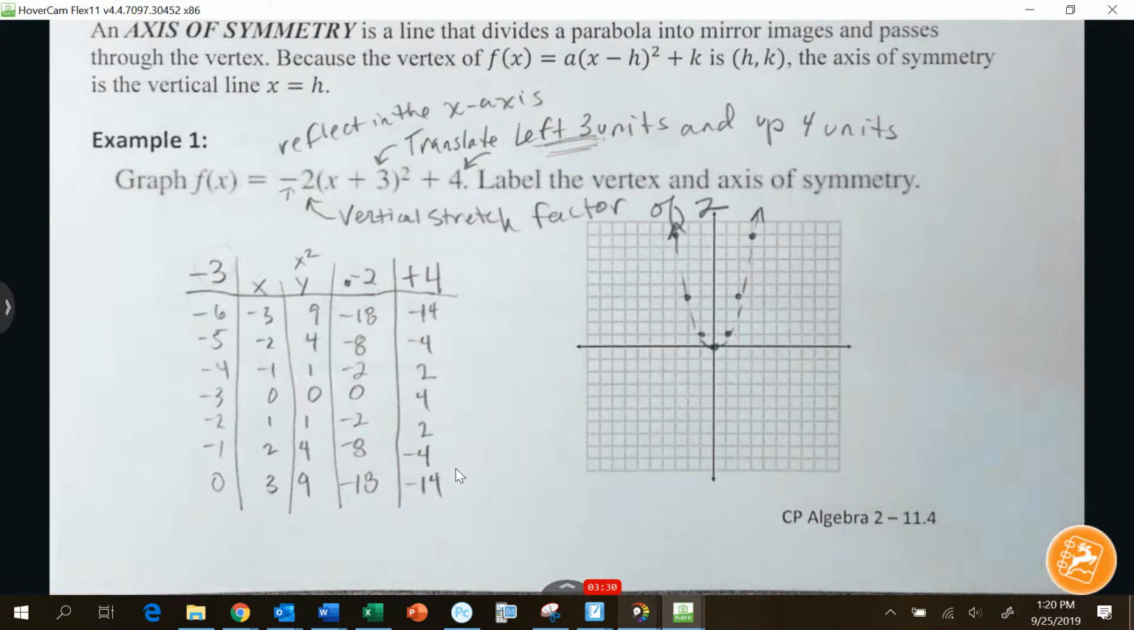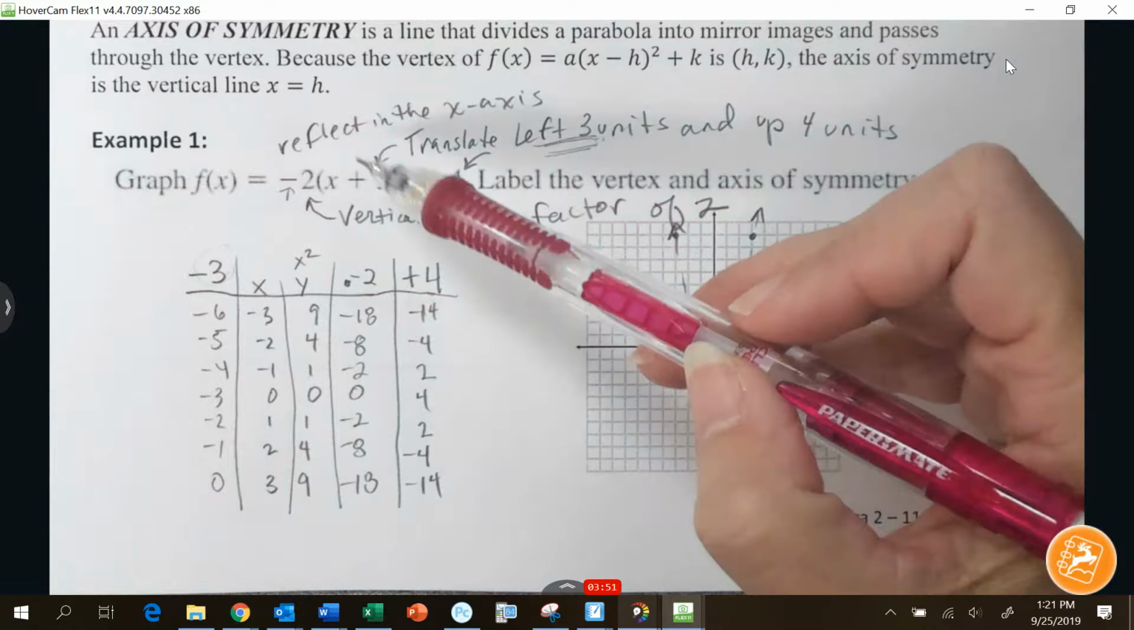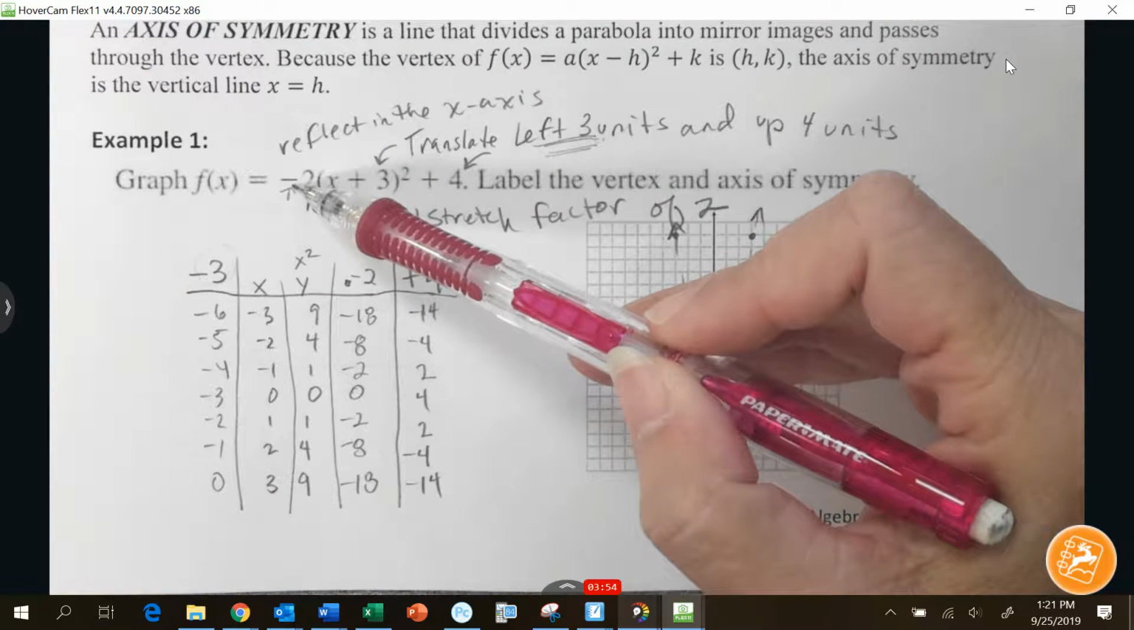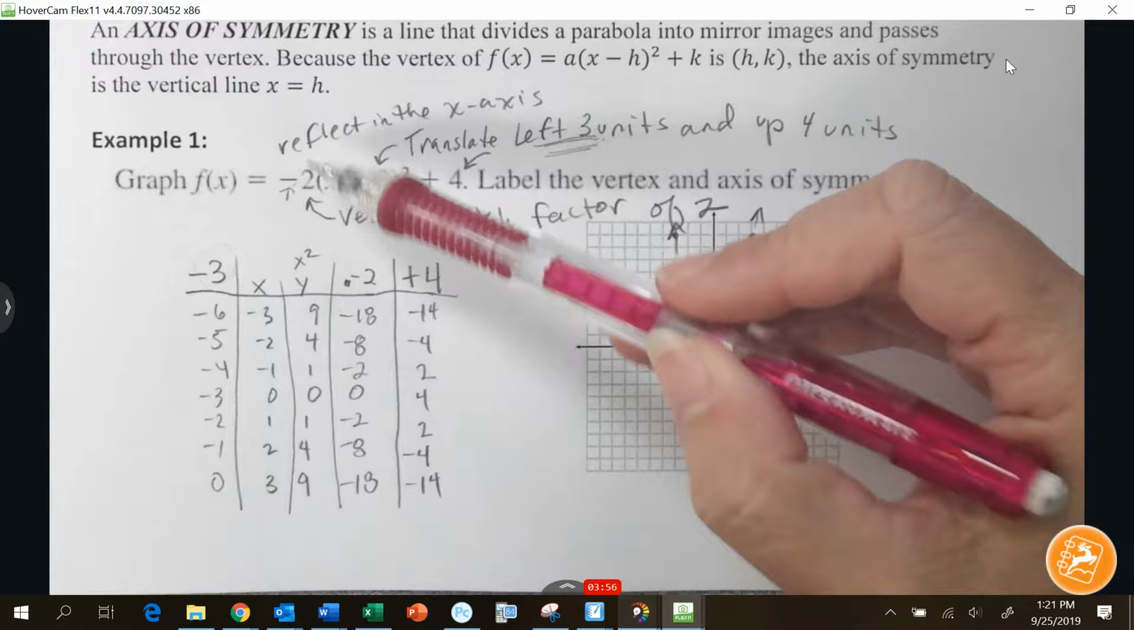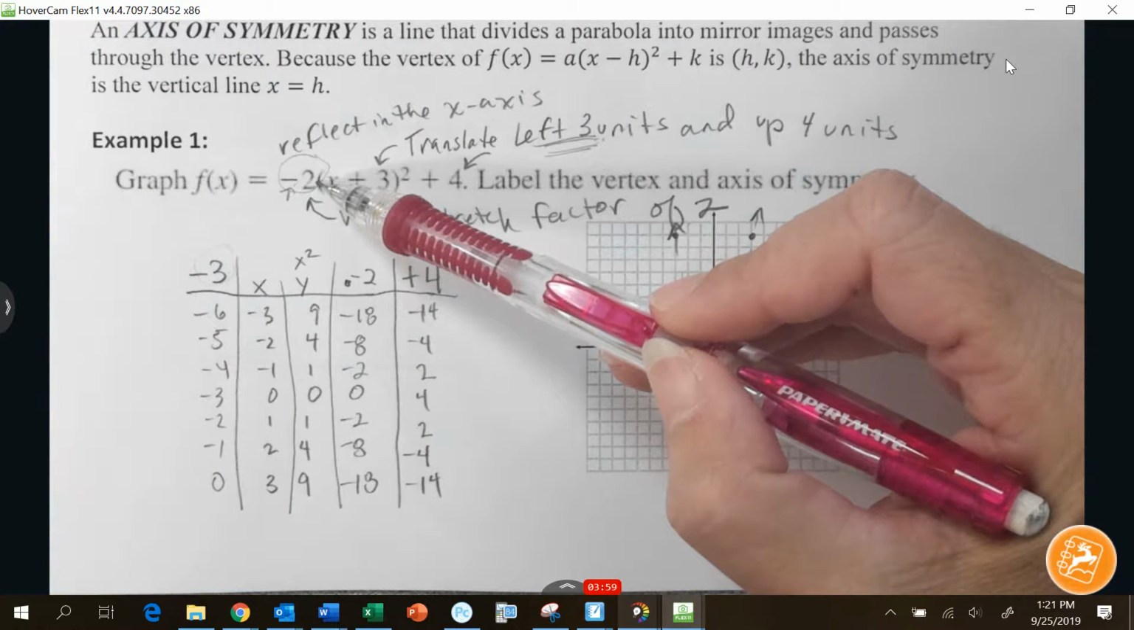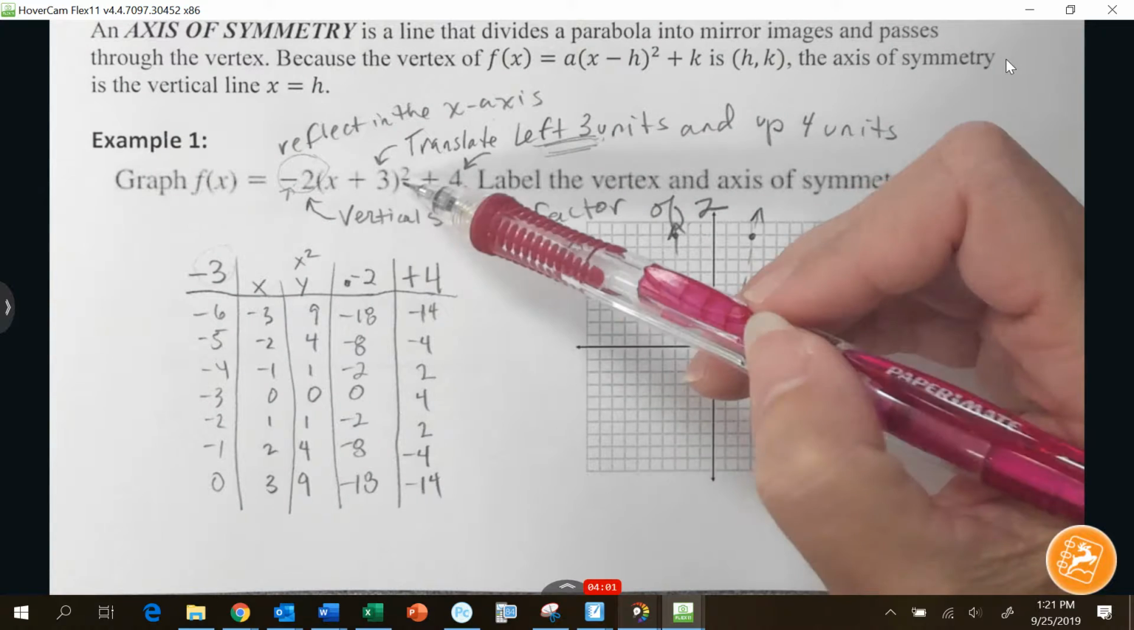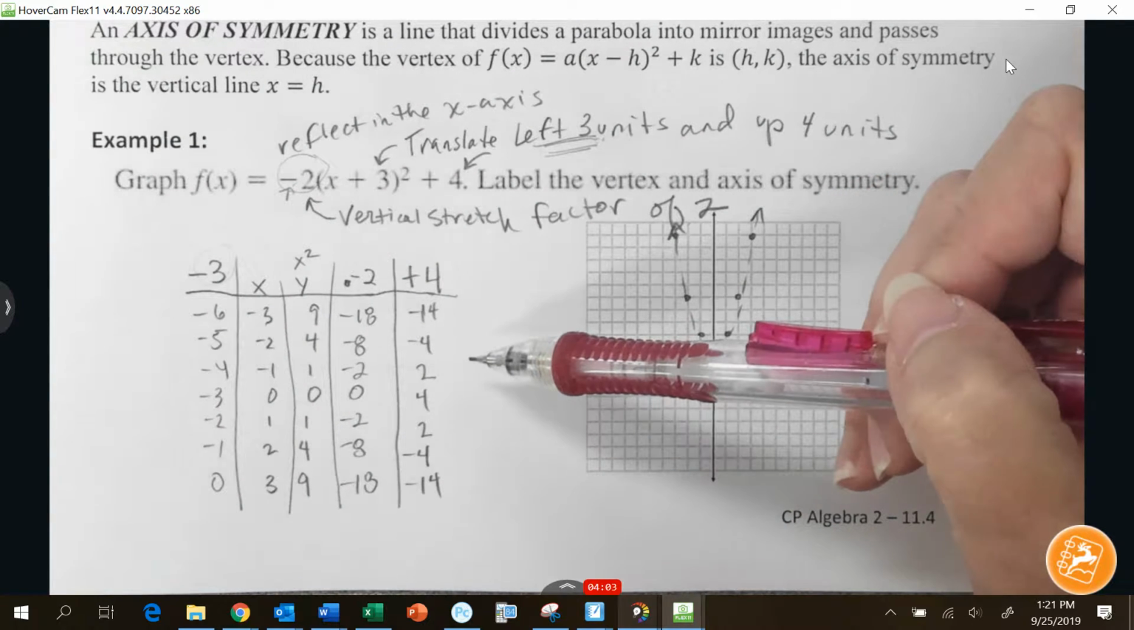Why are you timesing it by negative 2? Why am I multiplying by negative 2 at all? On the y side of the table, why are you timesing it by negative 2? Because reflect in the x-axis and vertical stretch factor of 2 mean multiply by negative 2, and since those are both on the outside of the squared, they go to the y values.